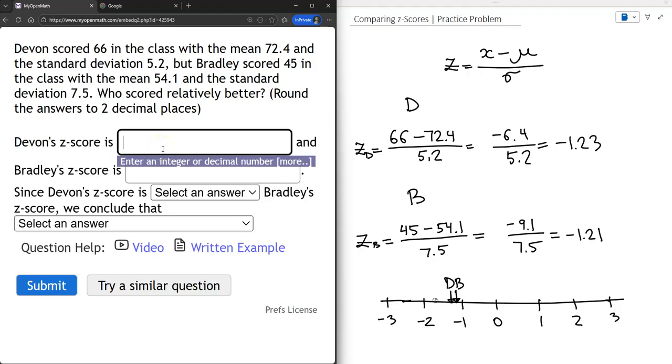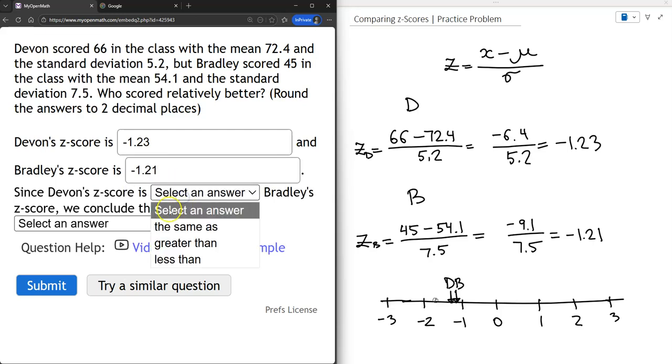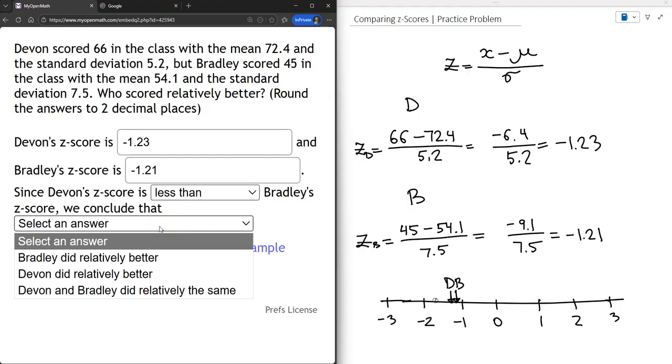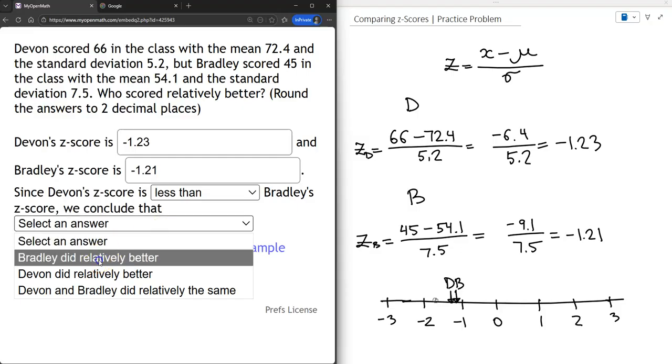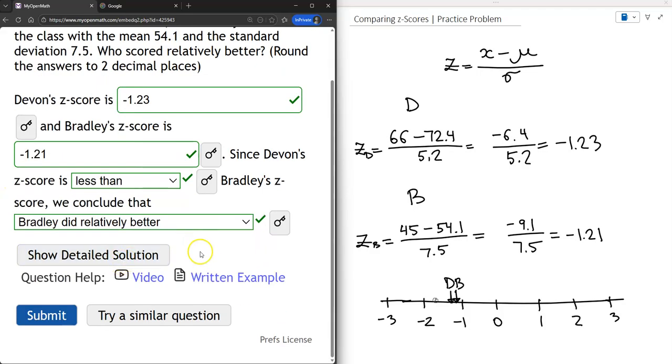Let's answer the questions to get the full credit. Negative 1.23 is Devon's z-score. Negative 1.21 is Bradley's z-score. Since Devon's z-score is less than Bradley's z-score, we conclude that Bradley did relatively better. And that's full credit. If you have any questions, let me know.